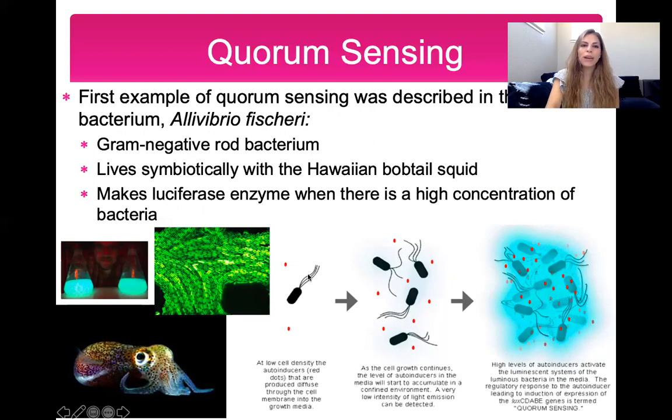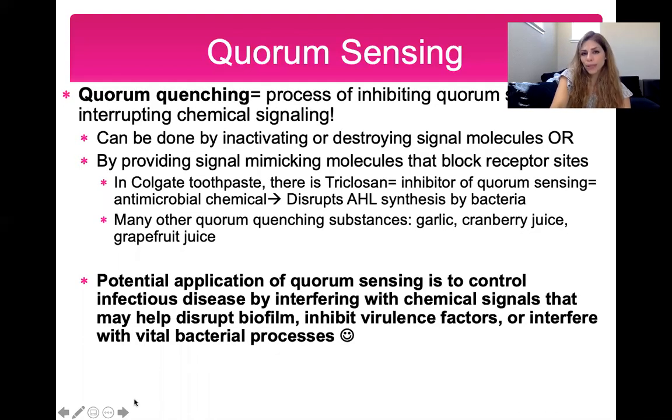Basically, when you have one or two bacteria, you still get autoinducer released, but not a lot. But when you have a high population of bacteria, you get a lot of this autoinducer or signaling molecule released. And then the signaling molecule tells these bacteria, specifically Aliivibrio fischeri, to start making bioluminescence or making more of the luciferase enzyme. And then you get lighting up of this organism. So that was quorum sensing.